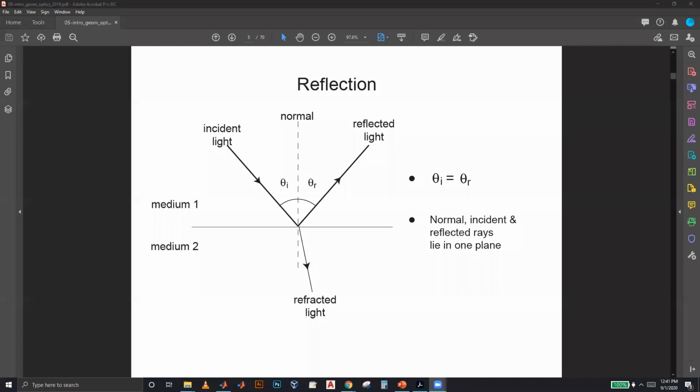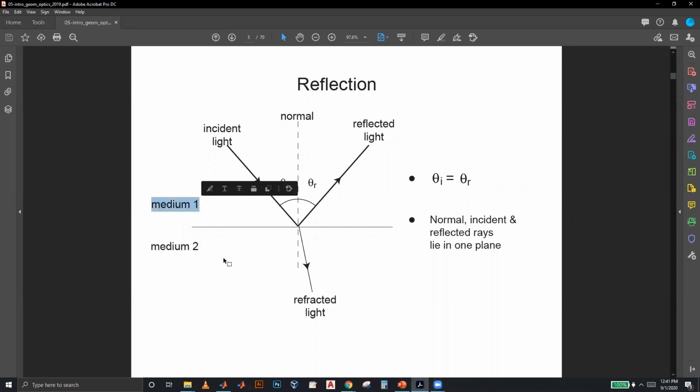So if you have an incident ray of light coming in as shown over here, and the incident light is coming from medium 1, and this line shows the interface between medium 1 and another medium, medium 2. This interface is reflective, which means most of the light will hit the surface and go back into medium 1. We can draw this ray, which I'm now pointing to, as the ray which shows the reflected light.